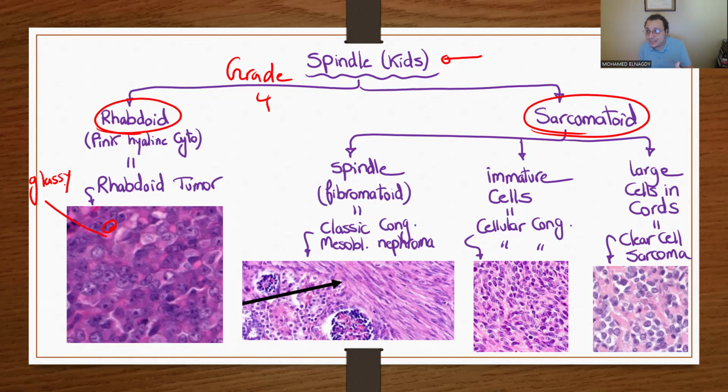Rhabdoid features is one of the signs of aggressiveness. So you have a mass in the kidney of a pediatric patient, and representative sections from this mass show rhabdoid cells all over the place. You have rhabdoid cells. That's rhabdoid tumor, which is entirely rhabdoid. There's no place for any other RCC in the area. Like you wouldn't see any clear cell carcinoma nearby or something. No, this is rhabdoid tumor, which is totally rhabdoid.